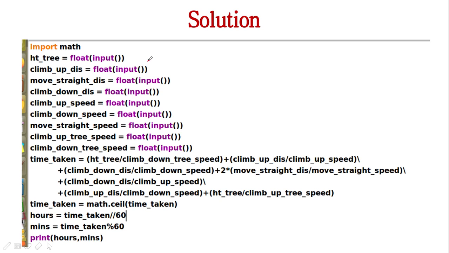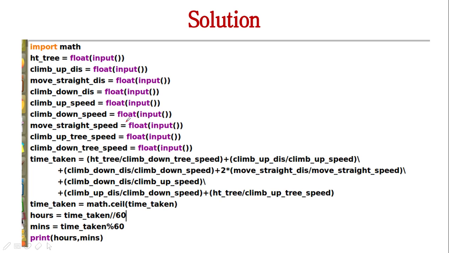And now we can write the code. As per the input format, the first thing you read is the height of the tree, and we convert that to float for safety reasons because it need not always be an integer. Then you read the climb up distance, move straight distance, and climb down distance. You should be very careful when reading the values. You should follow the input format, then only your calculation will be correct. If we mess up here, even though the expression you have formed is correct, you may not get the right result.